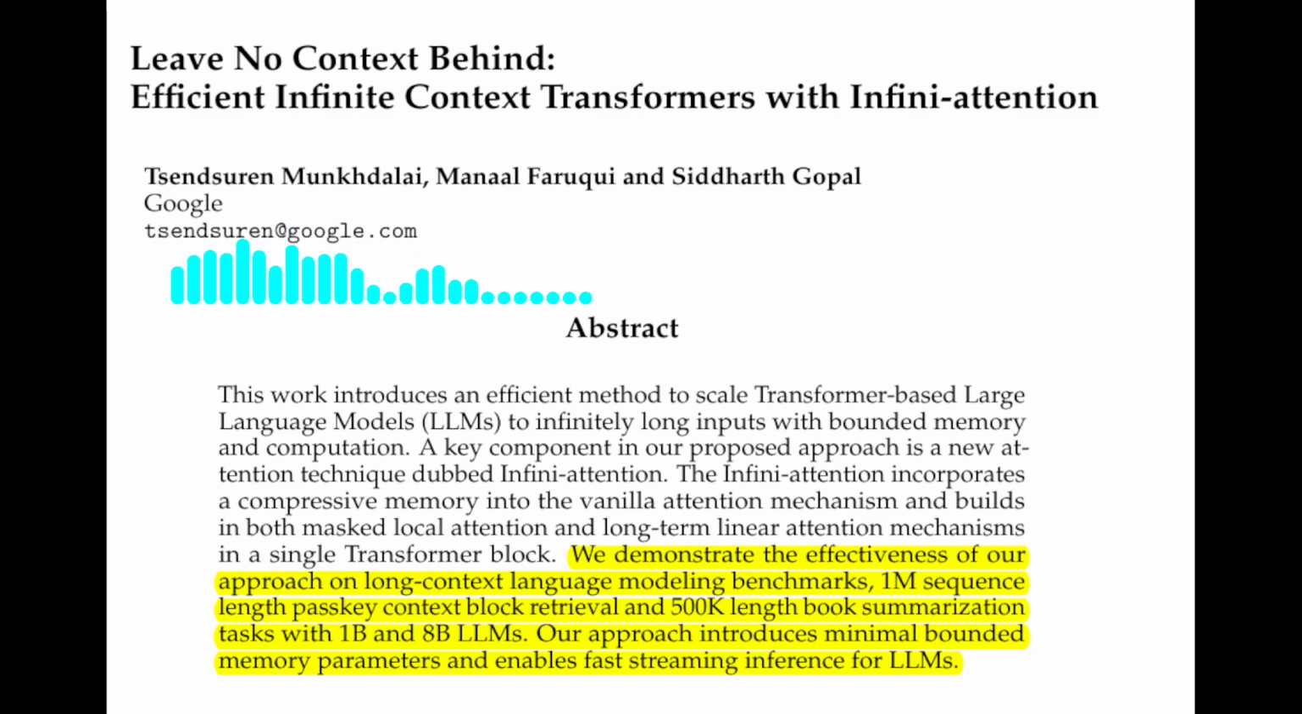What about the passkey retrieval task? The passkey retrieval task involves hiding a random number within a long text and asking the model to retrieve it. The authors show that a 1B LLM with Infini-attention can successfully solve this task with input sequences up to 1 million tokens, even when fine-tuned on much shorter sequences. This highlights the model's ability to generalize to longer contexts than those seen during training.